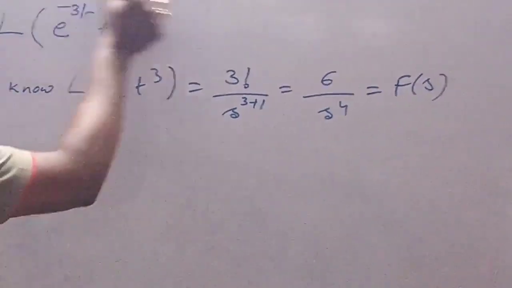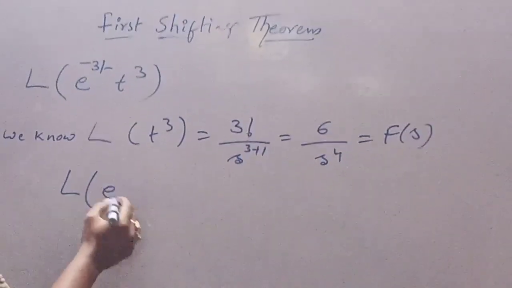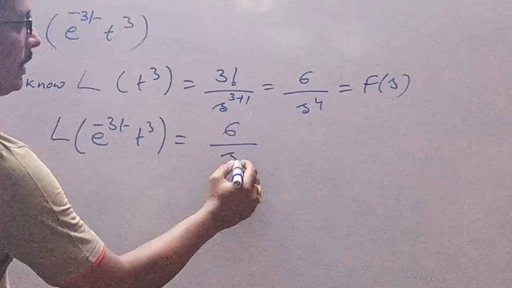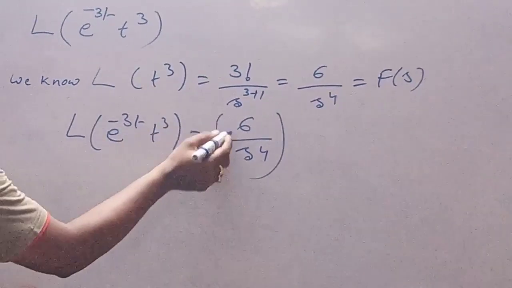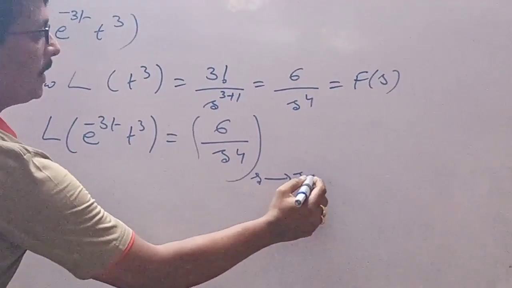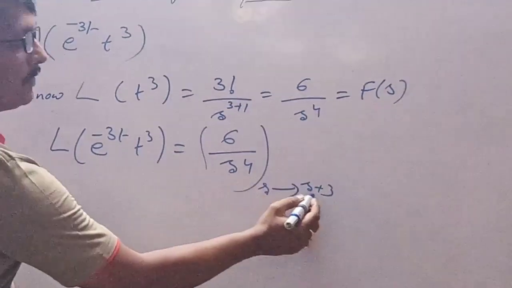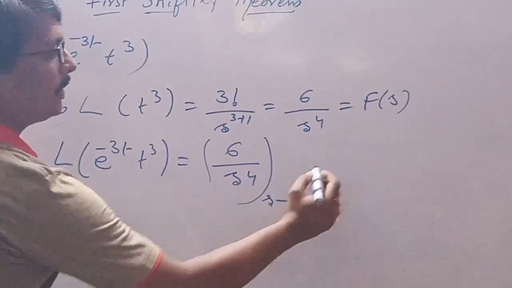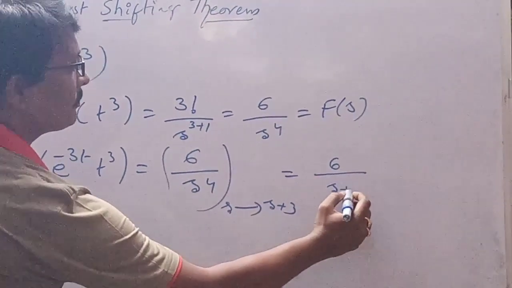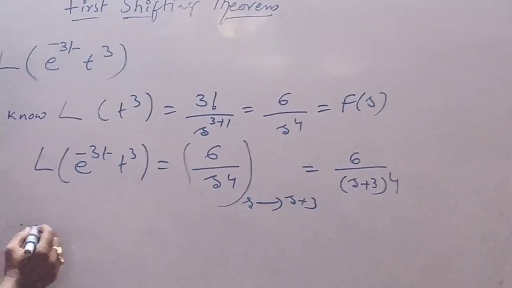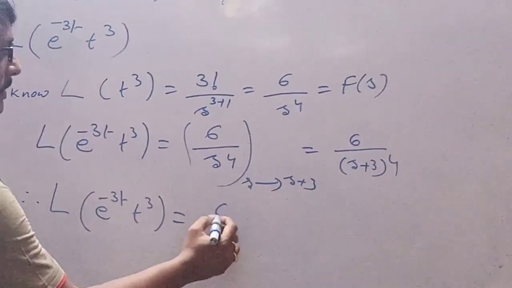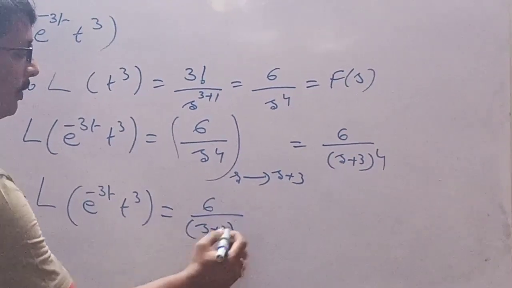Then using the first shifting theorem, the Laplace transformation of e to the power of minus 3t t cube is 6 by s power 4, where s is shifted. Here it is minus 3, therefore s is shifted to s minus of minus 3, that is s plus 3. So we replace s by s plus 3. Therefore, the Laplace transformation of e to the power of minus 3t t cube is 6 by (s plus 3) whole power 4.